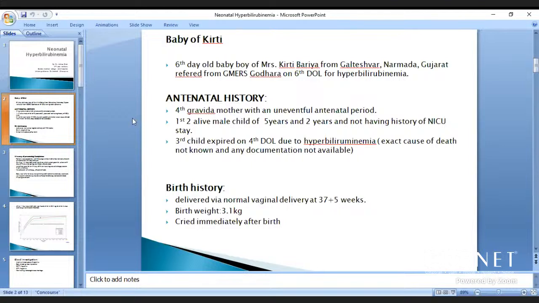Any role of screening tests? Then we do a septic screen. Then to look for hemolysis, we serially monitor our hemoglobin and hematocrit levels with reticulocyte count. Then we do albumin levels and G6PD. It is a male child, so we send G6PD.